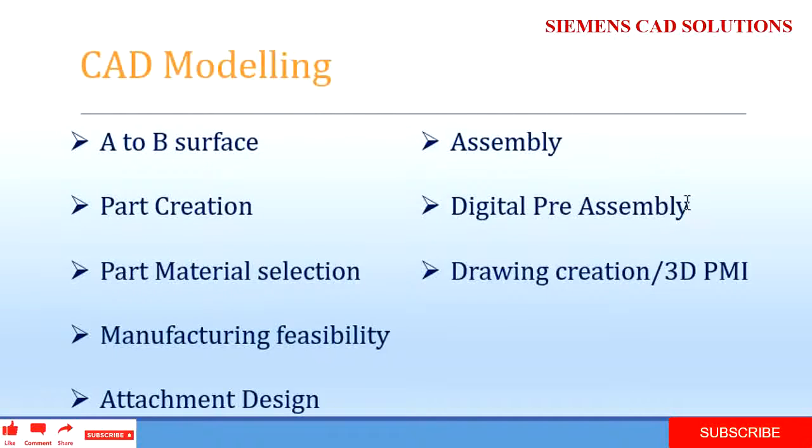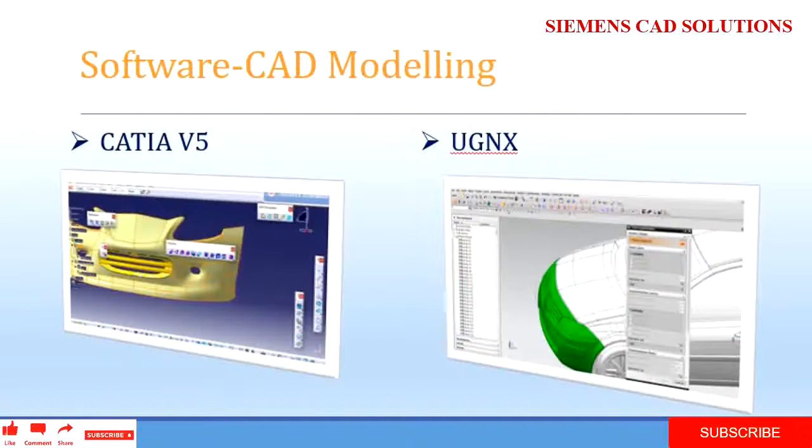Once this is done, then they will create a drawing for the assembly line, and nowadays 3D PMI is used for creating the drawings in Catia. So in automotive, the most commonly used software for developing the parts is Catia and UG NX. In Catia V5, mostly the surface workbench is used to create the parts and attachments and assemblies. For assembly, we will use the assembly workbench.